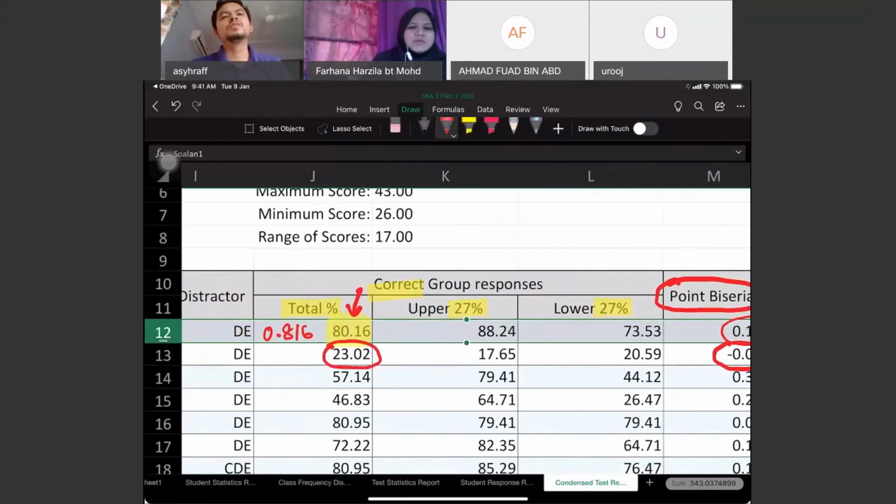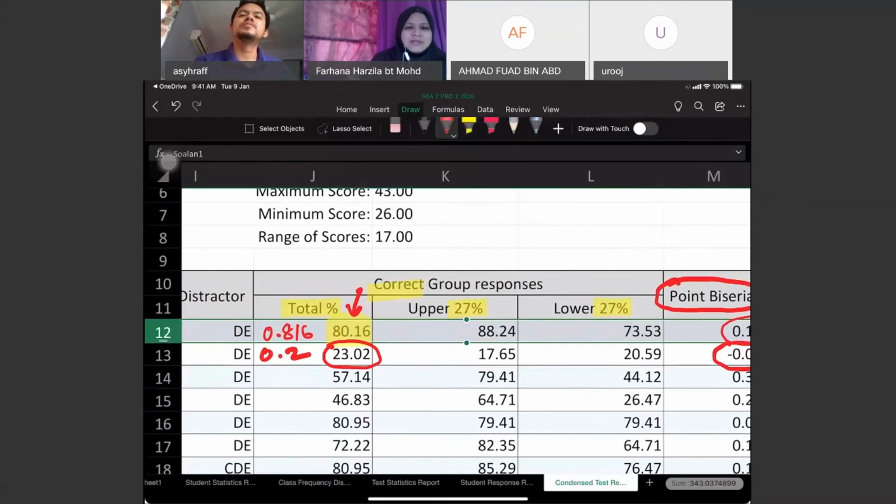23.02, 0.2. Hard question. This is a very difficult question. Even the good students cannot answer. Just 23% got it right. And from the 23%, almost an equal number are good and bad students. In fact, a bit more of the bad students.